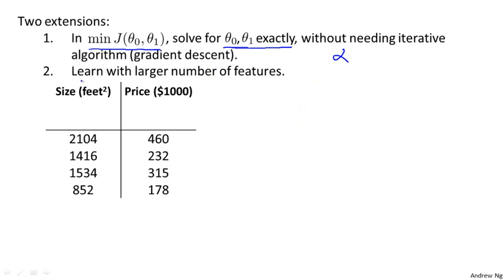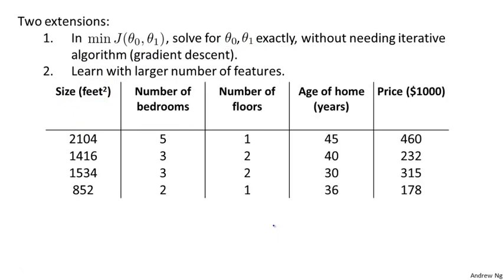Second, we'll also talk about algorithms for learning with a larger number of features. So far we've been learning with just one feature, the size of the houses, and using that to predict the price. So we're trying to take x and use that to predict y. But for other learning problems, we may have a larger number of features. For example, let's say that you know not only the size, but also the number of bedrooms, number of floors, and the age of the home, and you want to use that to predict the price of the houses. In that case, maybe we'll call these features x1, x2, x3, and x4. So now we have 4 features. We want to use these 4 features to predict y, the price of the house.